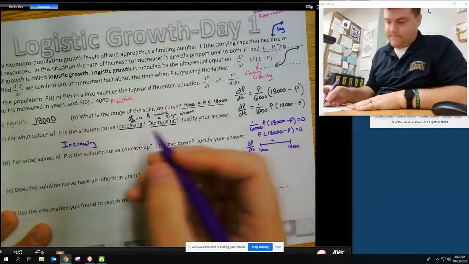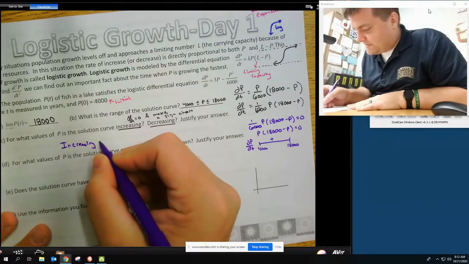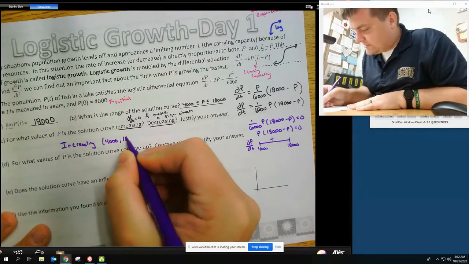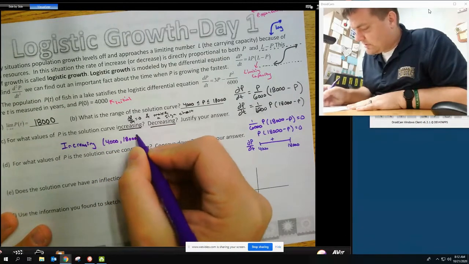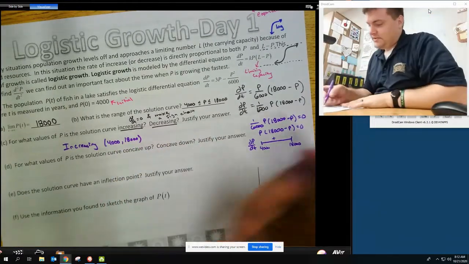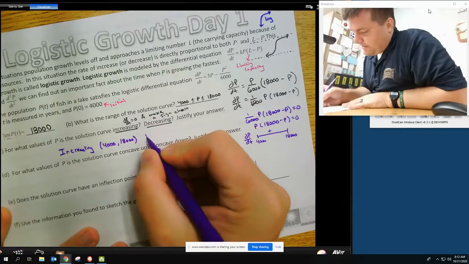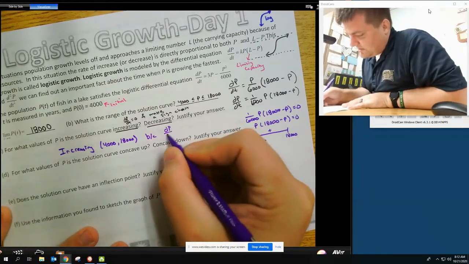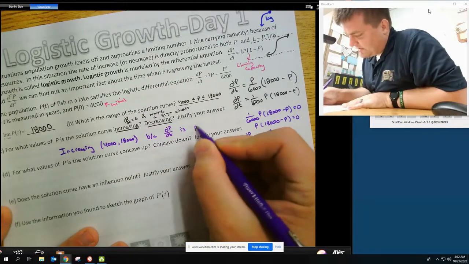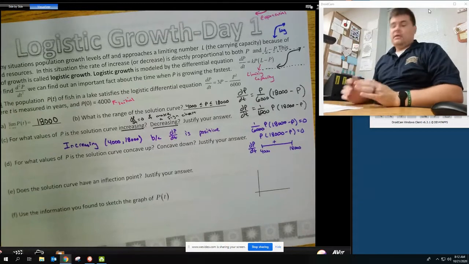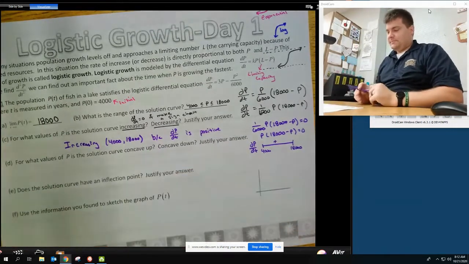from 4,000 to 18,000. You could put brackets on that; it's not going to matter one way or another. It's increasing from 4,000 to 18,000. Why? Because dP/dt is positive. And there you go. So it's not decreasing, it's increasing only.